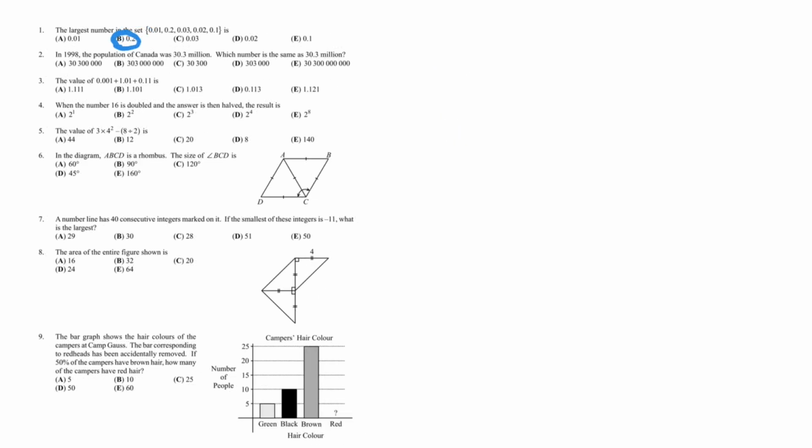Number 2, in 1998, the population of Canada was 30.3 million. Which number is the same as 30.3 million? 30.3 million, easy way, we multiply by 1 million. 1 million has 6 zeros after the 1. That's 30,300,000. That's the 30.3 million. Therefore, the answer is A.